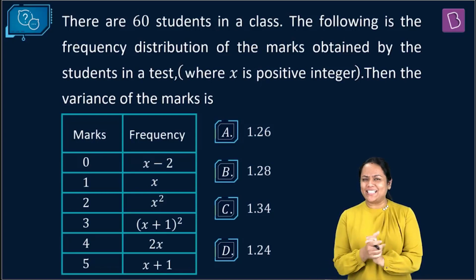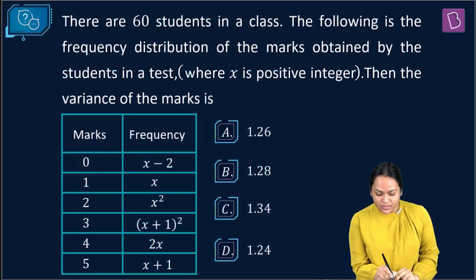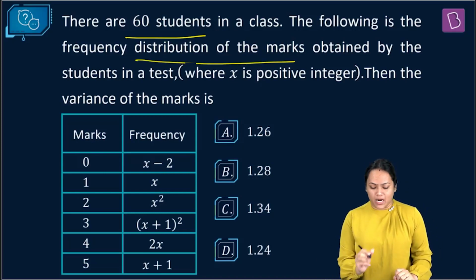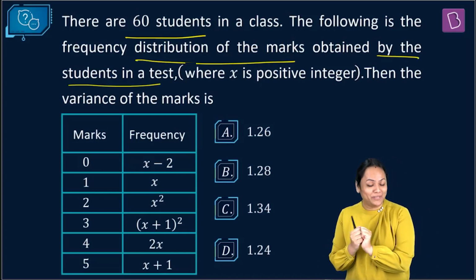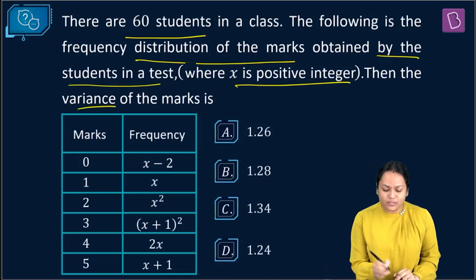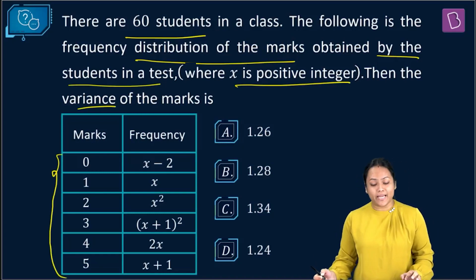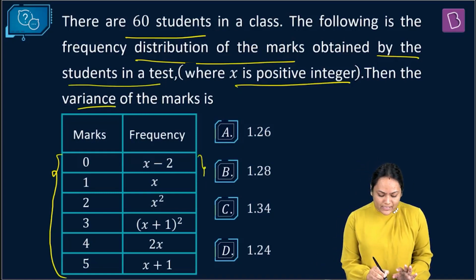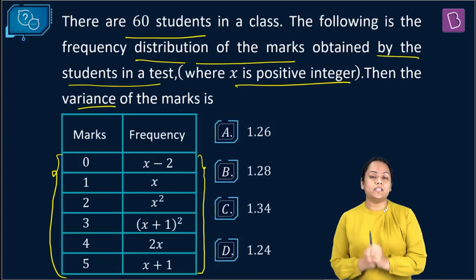Well, moving further, let's see what they have said here. There are 60 students in a class. And the following is the frequency distribution of marks obtained by the students in a test, where x is a positive integer. Then what is the variance of the marks they have asked? Okay, so marks are 0, 1 till 5 and frequency basically is your number of students. That is given to me as from x minus 2 till x plus 1. This entire table is with us. They have given us options for variance also.